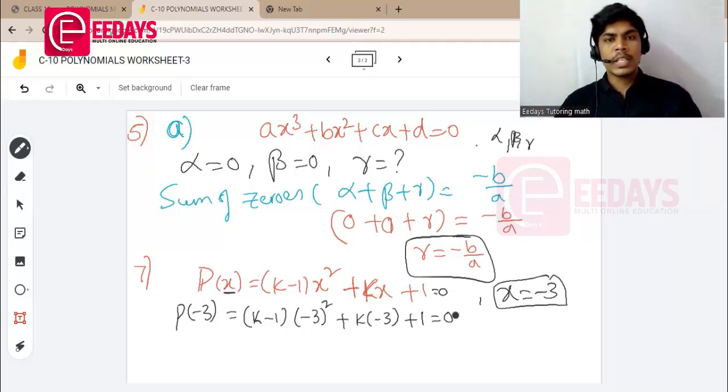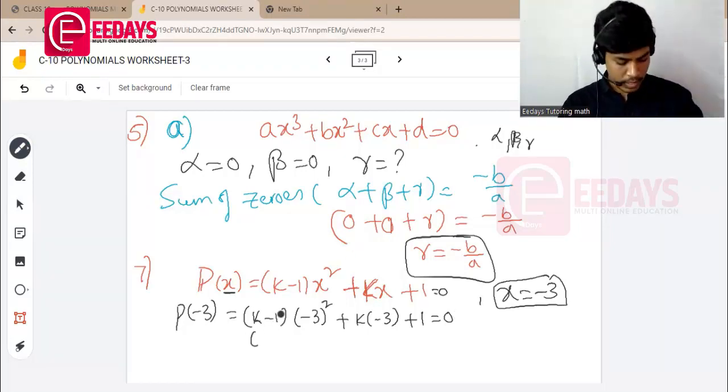Now you can simplify and tell me the answer, the value of k. I'll give you 30 seconds to find the value of k. Do the simplification. Got the answer? Still doing?